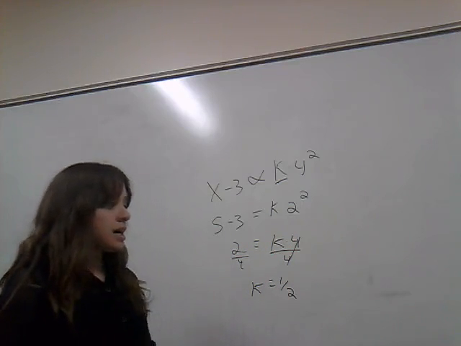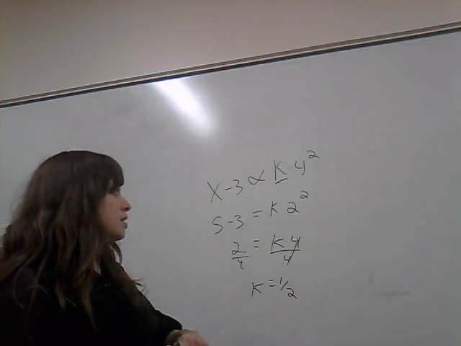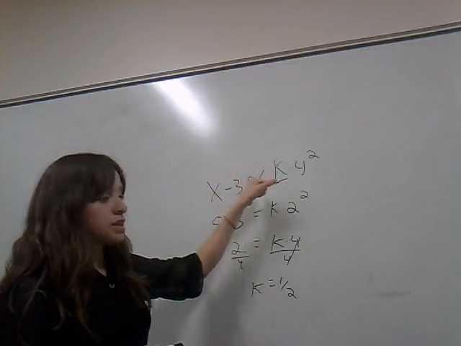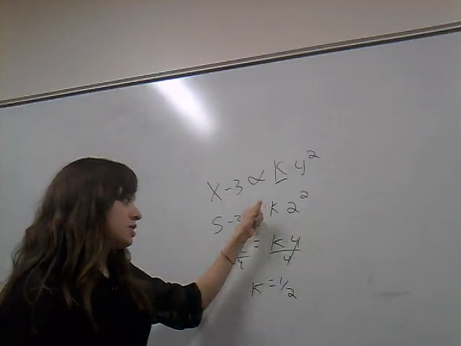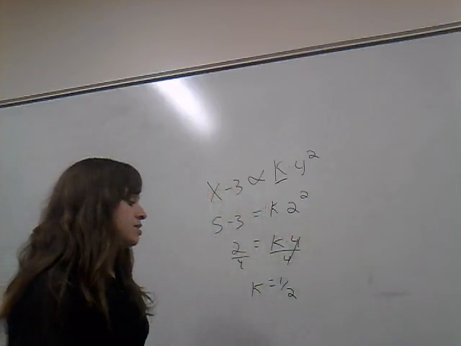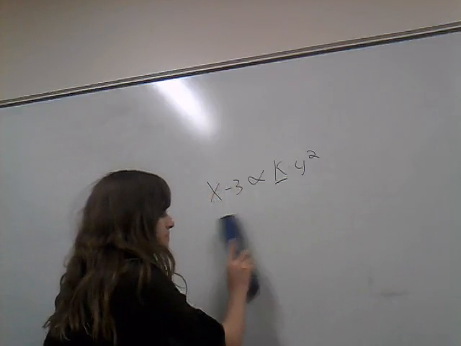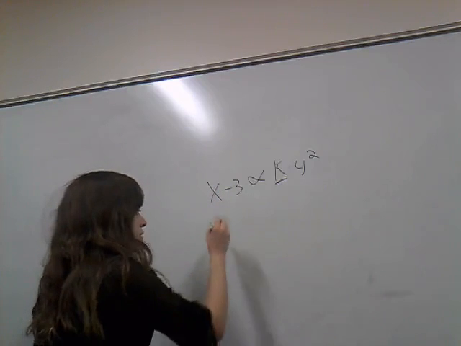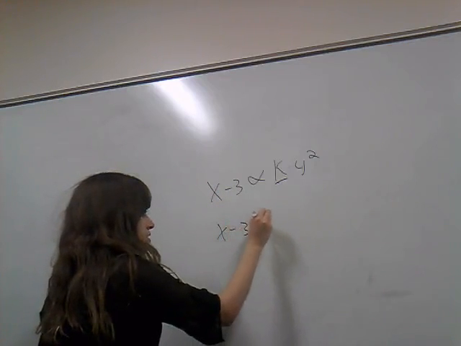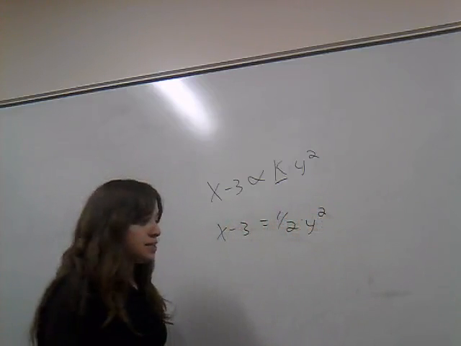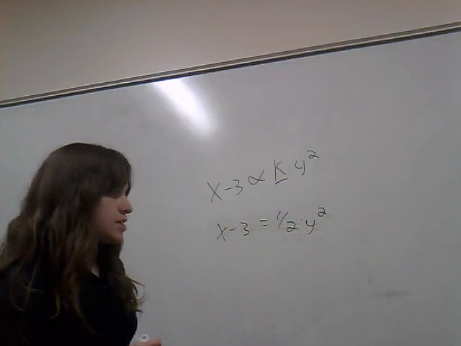So now that we know our constant, we can get rid of the directly proportional sign, and just go on to using our equals, and we can solve for x with the value of y that they gave us. So now we have x minus 3 is equal to 1/2 times y squared. And they told us that this time y is going to be equal to 6.